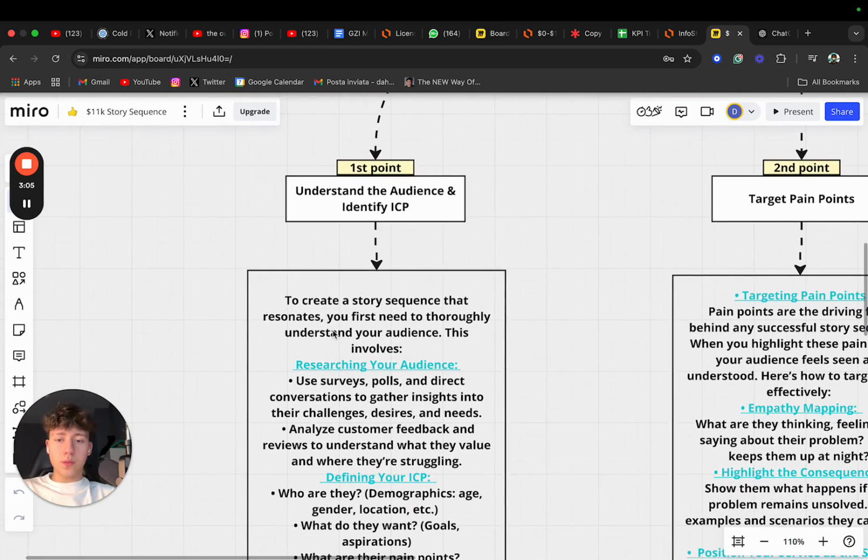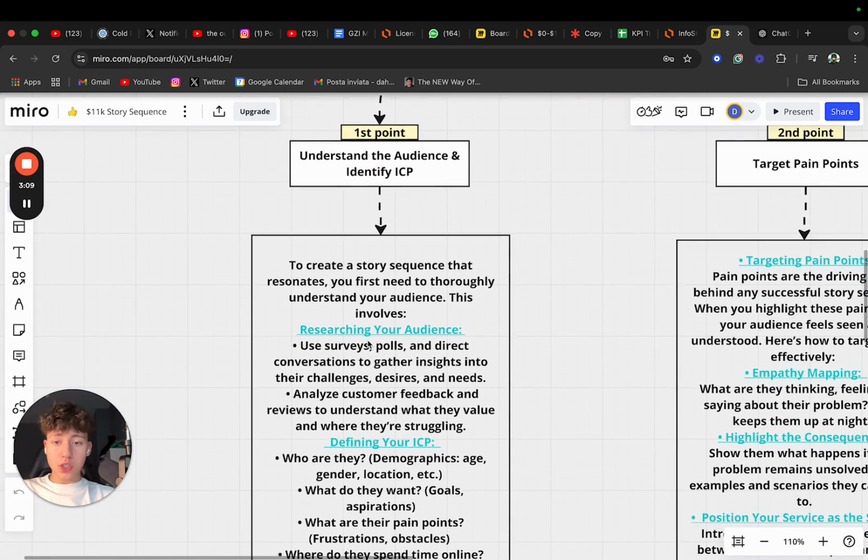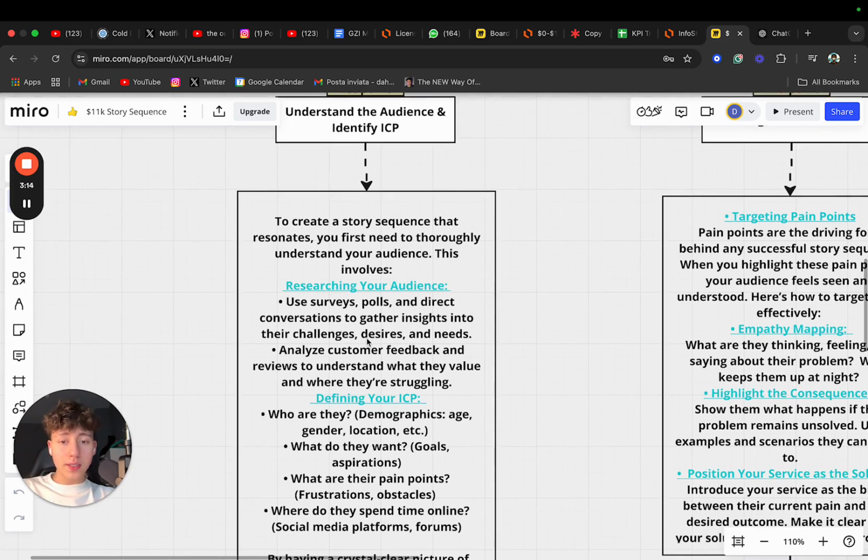To create a story sequence that resonates, you first need to thoroughly understand your audience. This involves researching your audience, using surveys, polls, and direct conversations to gather insights into their challenges, desires, and needs. You're going to have this clear inside of your mind, okay? When you have enough data, enough insights, enough conversations, because conversations are the key to really understand the pain points, the desires, the fears, the needs, the failures of your ICP, of your clients, of your audience. Remember that doing market research doesn't mean you know anything about your audience. You're doing research about the market, not research about your audience. So get specific with that, okay?